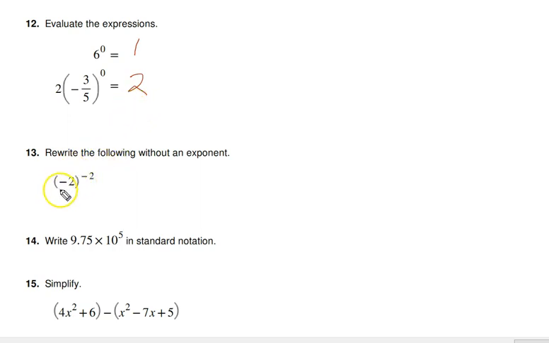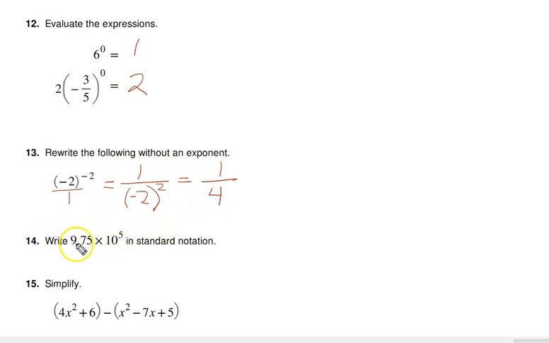Now here they're asking us to write this without exponents. We can convert the negative exponent to a positive exponent just by moving this down to the denominator. Crossing, remember everything is over 1, crossing the division bar, the sign of the exponent changes. And then this will be 1 over negative 2 times negative 2, which is a positive 4.